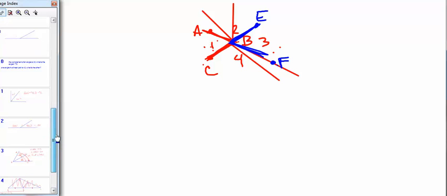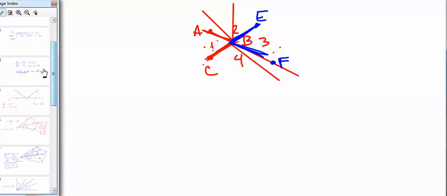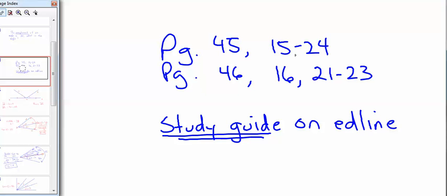Today, your assignment is page 45, 15 to 24, page 46, 16, 21 to 23. Now listen, on the whiteboard are the even numbered answers to page 45. On the whiteboard are all the answers to page 46. Where are the odds? In the back. So you should be checking every problem for correctness. If you get it wrong, raise your hand and I'll come see you or you come see me.